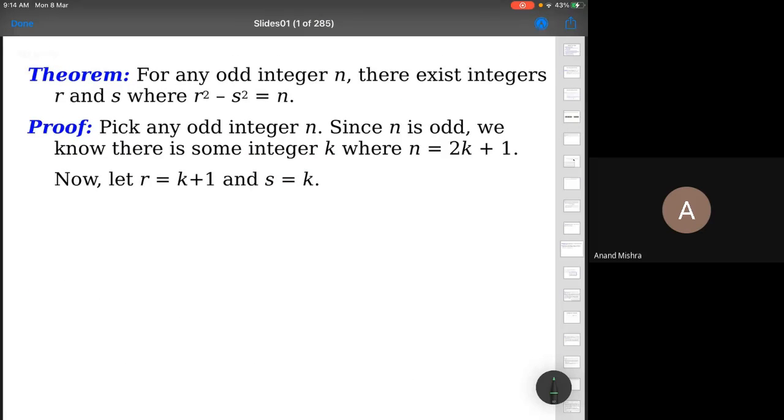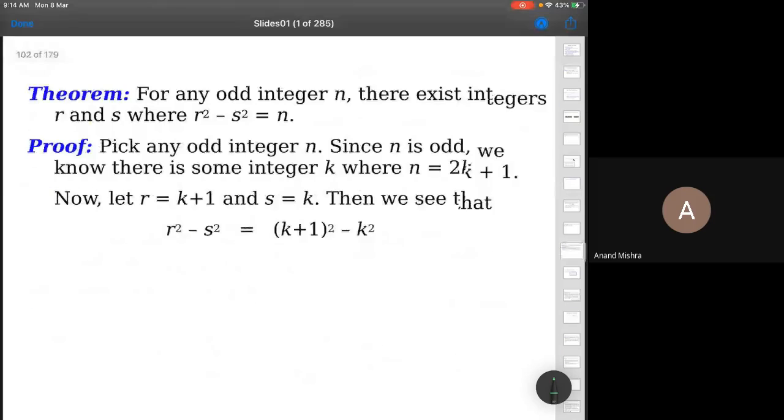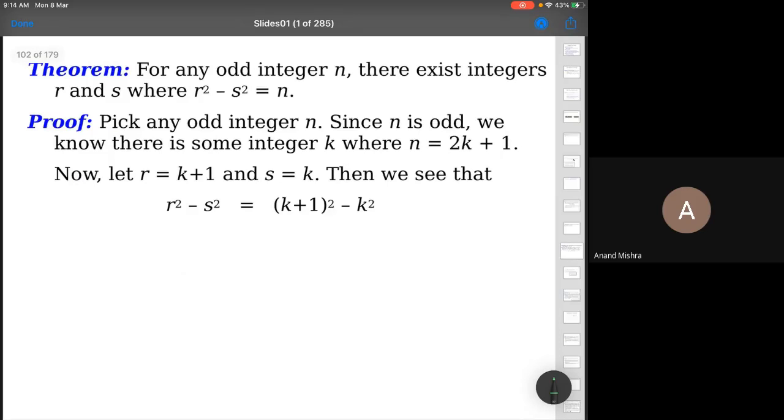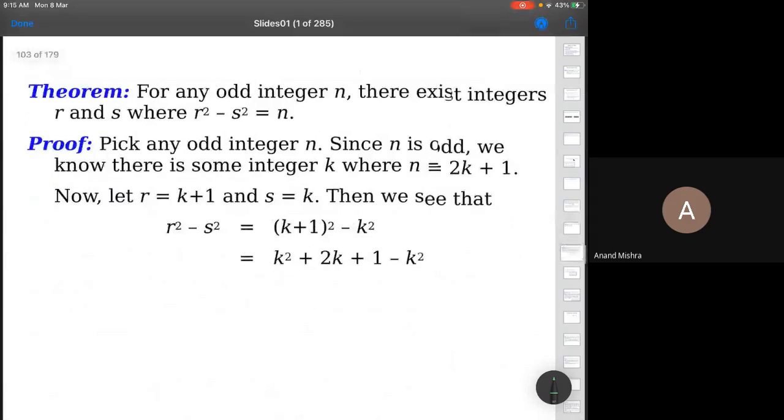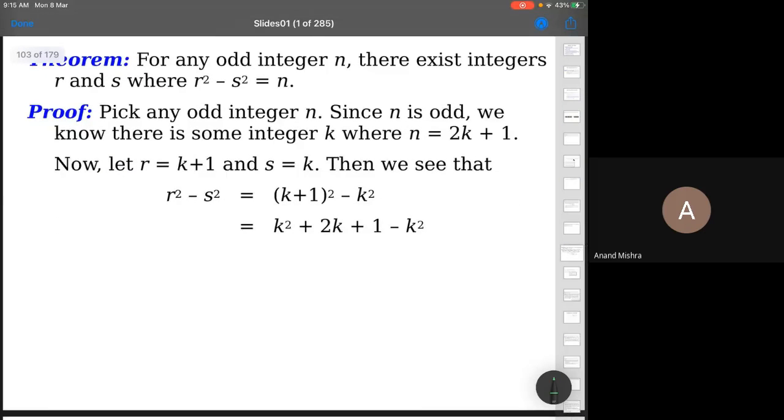So that means we can take k plus 1 as r and k as s, right? So if we do that, r square minus s square is nothing but k plus 1 square minus k square. And what is k plus 1 square minus k square? That is k square plus 2k plus 1 minus k square, and then you can cancel this k square, and that's 2k plus 1. So that's it. That's hence proved. We have found such n where this is r square minus s square.